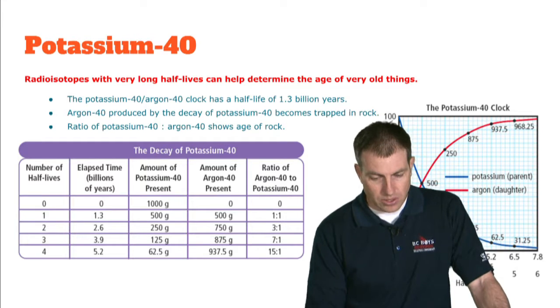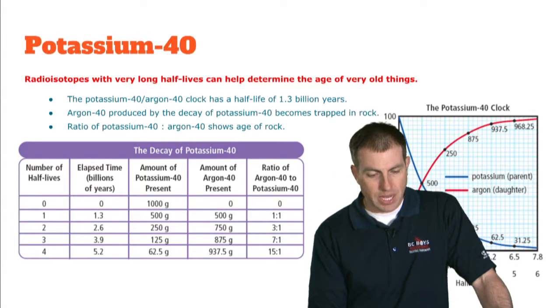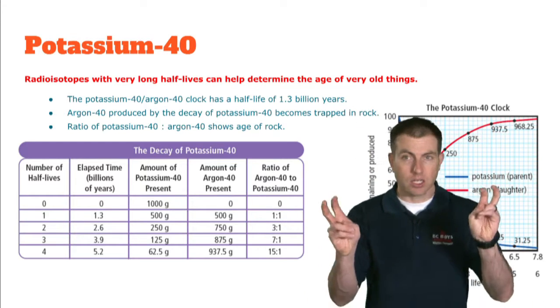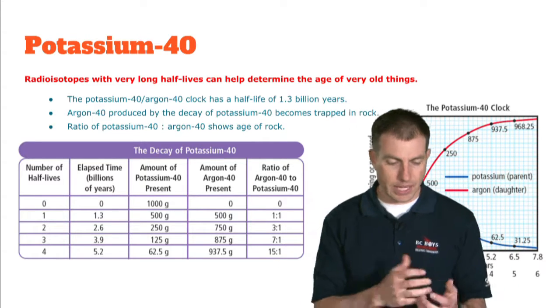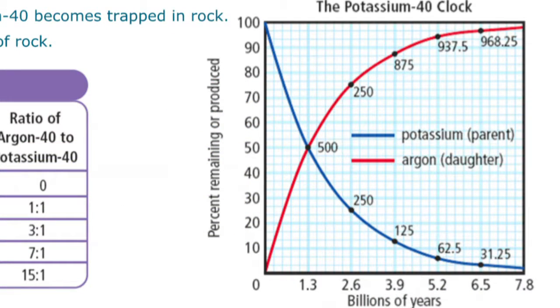So potassium is another good one that we use often. Potassium breaks down into argon, and we call it the potassium-argon clock because we're using these isotope decays to measure time. It has a half-life of 1.3 billion years. And this graph is really great at showing the potassium, the blue line, as it goes down, it's mirrored by this red line. So as the amount of potassium decreases, the amount of argon increases.